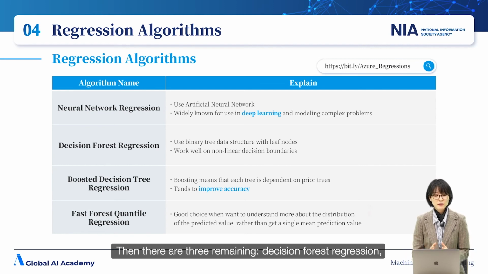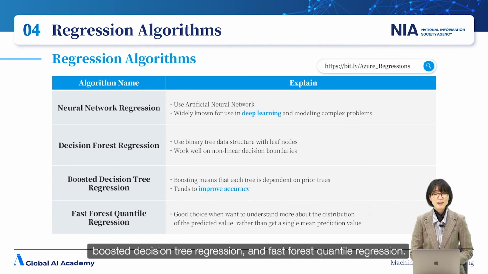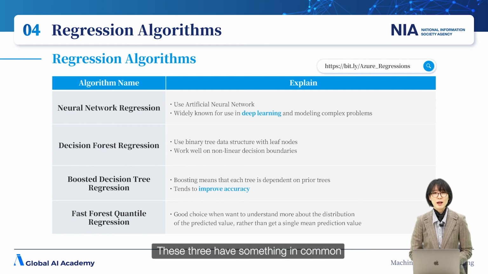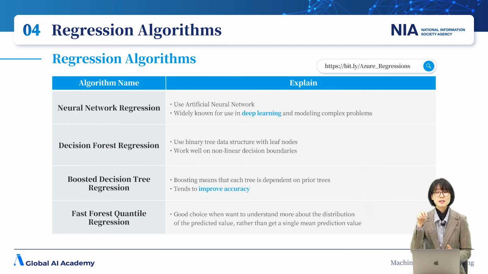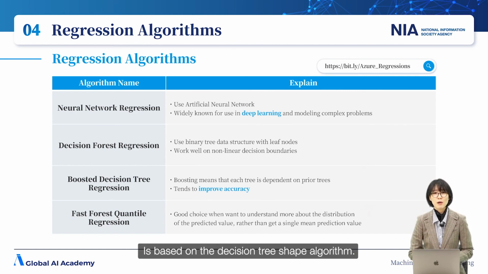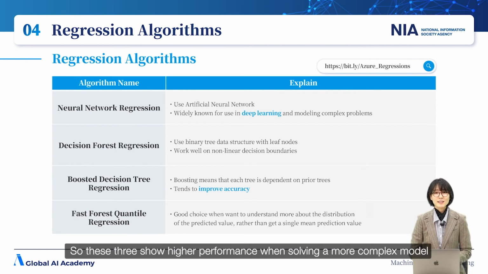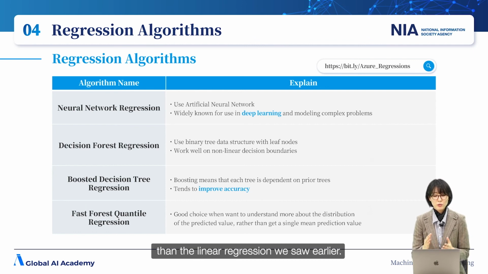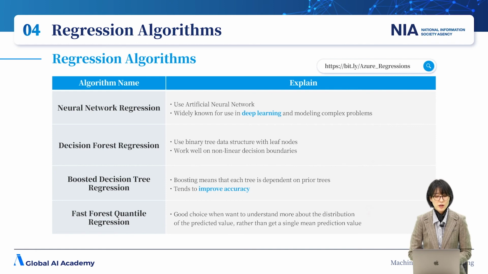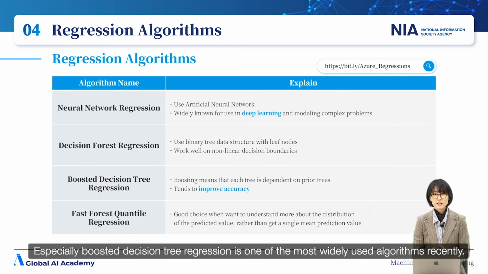Then there are 3 remaining: decision forest regression, boosted decision tree regression, and fast forest quantile regression. These 3 have something in common: they are based on the decision tree, a binary classification algorithm. So, these three show higher performance when solving a more complex model than the linear regression we saw earlier. Especially boosted decision tree regression is one of the most widely used algorithms recently.